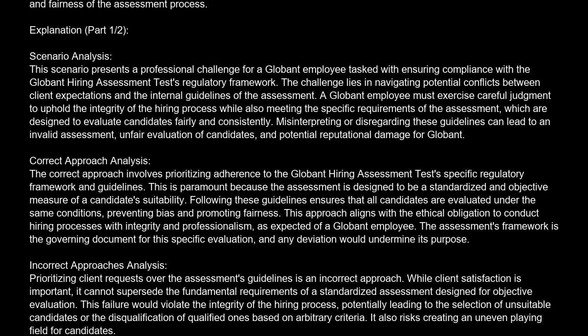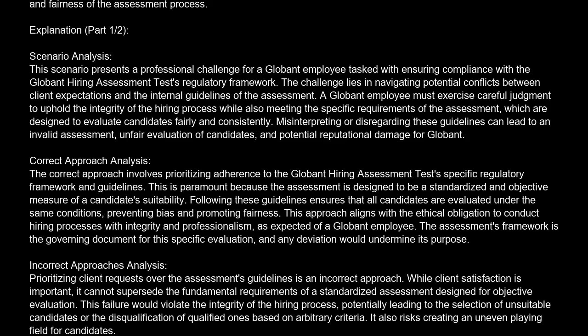Incorrect approaches analysis. Prioritizing client requests over the assessment's guidelines is an incorrect approach. While client satisfaction is important, it cannot supersede the fundamental requirements of a standardized assessment designed for objective evaluation. This failure would violate the integrity of the hiring process, potentially leading to the selection of unsuitable candidates or the disqualification of qualified ones based on arbitrary criteria. It also risks creating an uneven playing field for candidates.